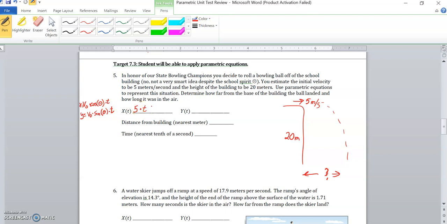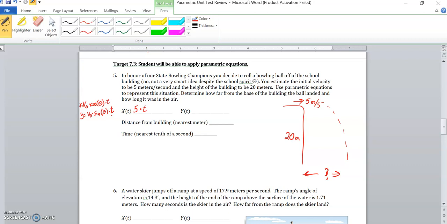In the y direction, we have our initial velocity times sine of 0. Well, cosine of 0 is 1, sine of 0 is 0. So this whole term, v0 sine 0 t, just goes away because it's 0. So that term is null and void.